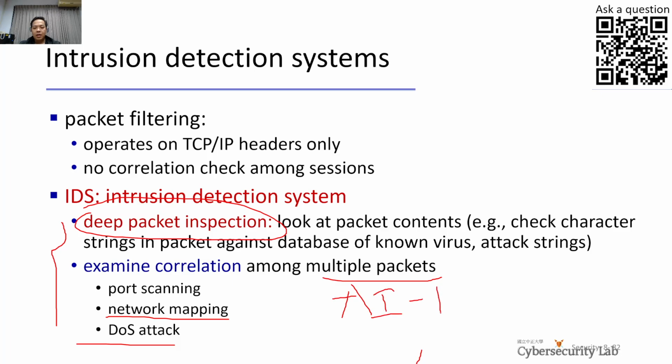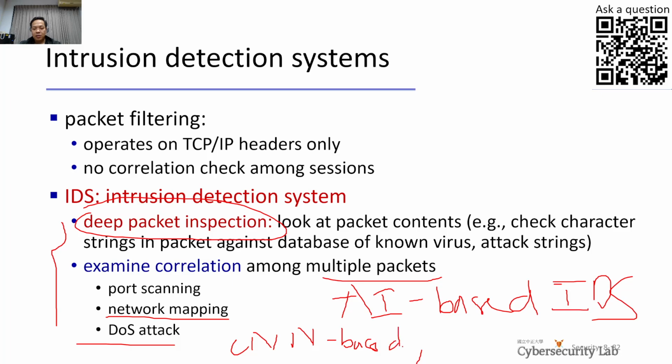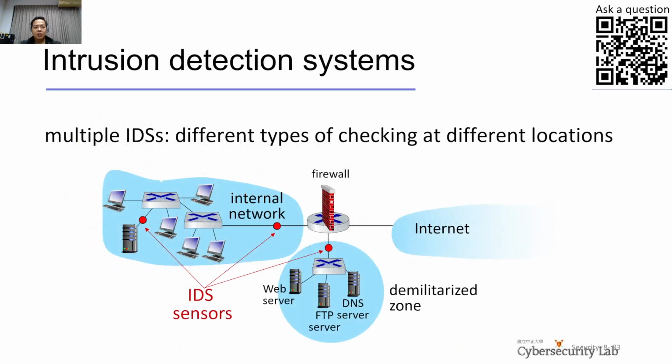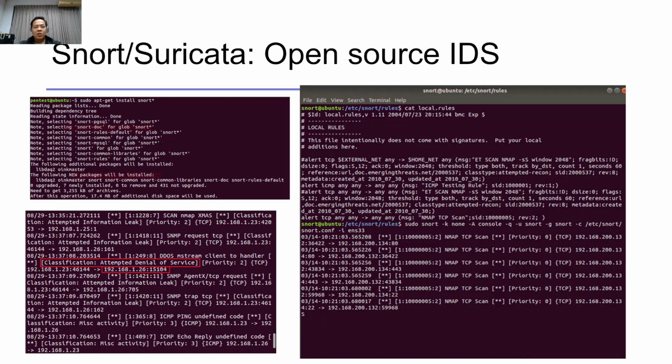Currently, research is on AI-based IDS. For example, we can have a CNN, and we already have research on this part: CNN-based IDS. Or we can have a signature-based IDS. The famous open-source IDSs are called Snort and Suricata, which are open source.